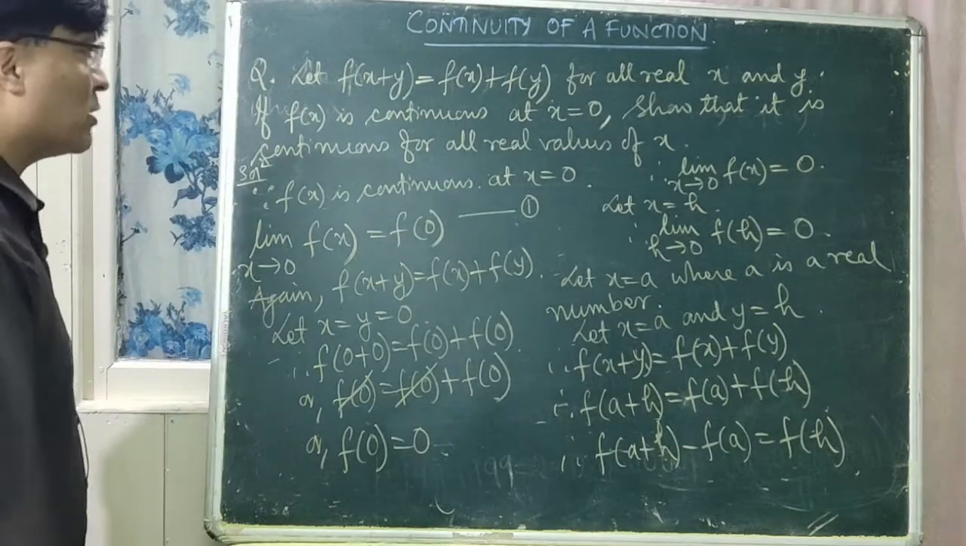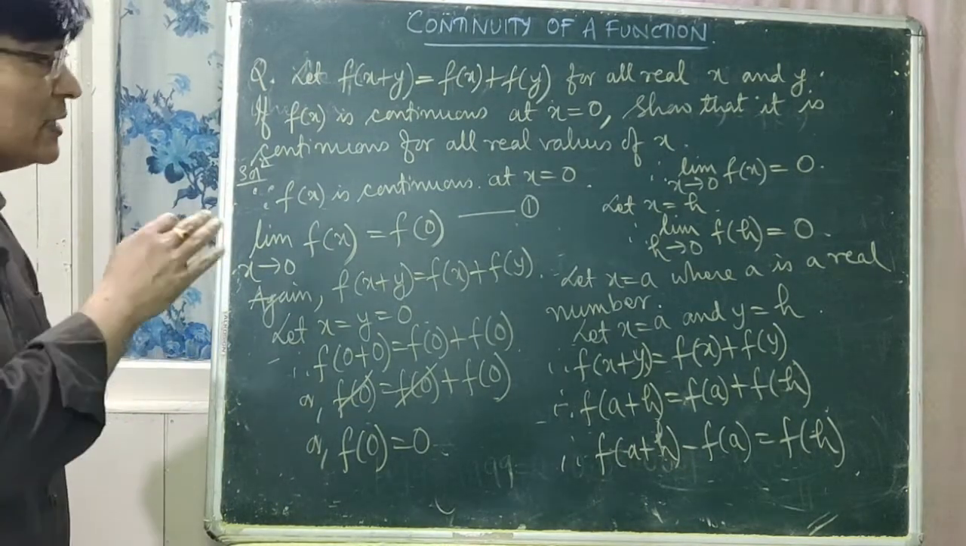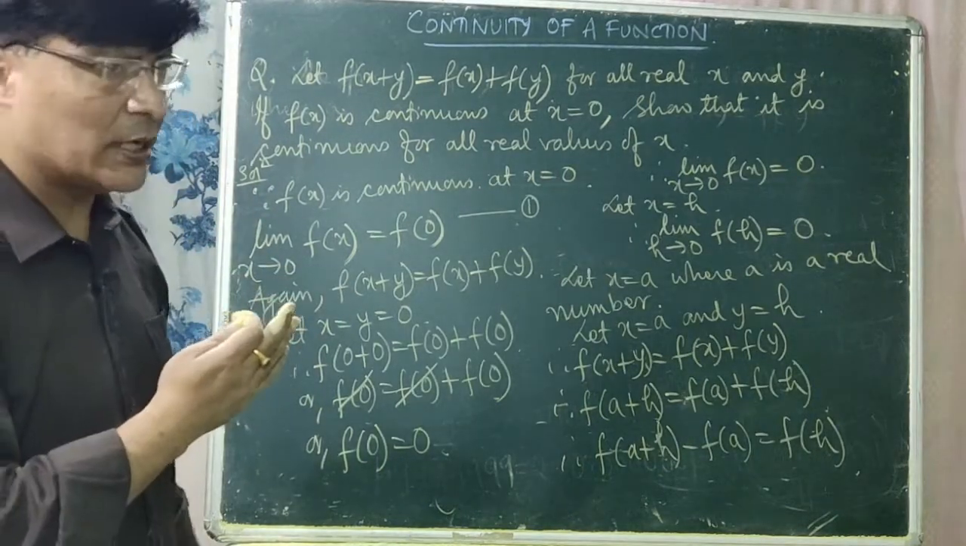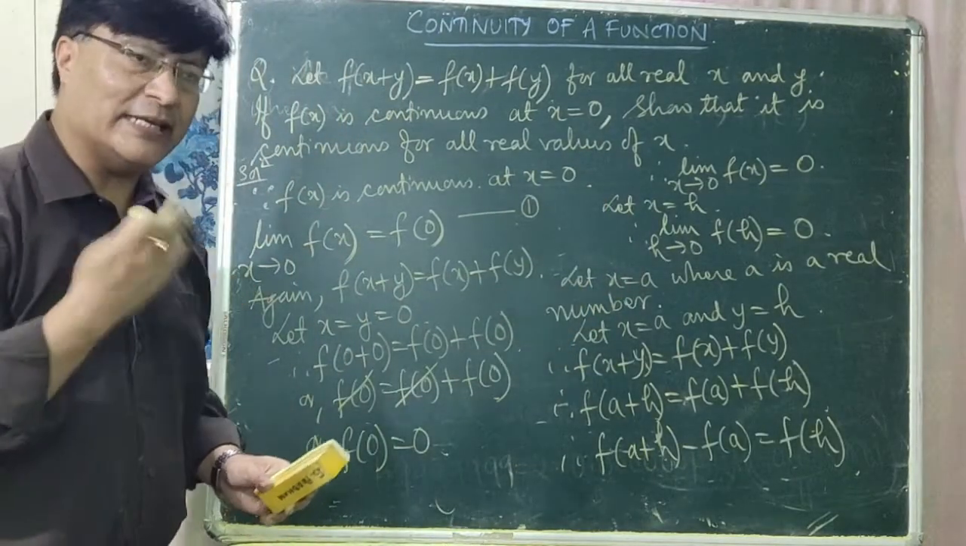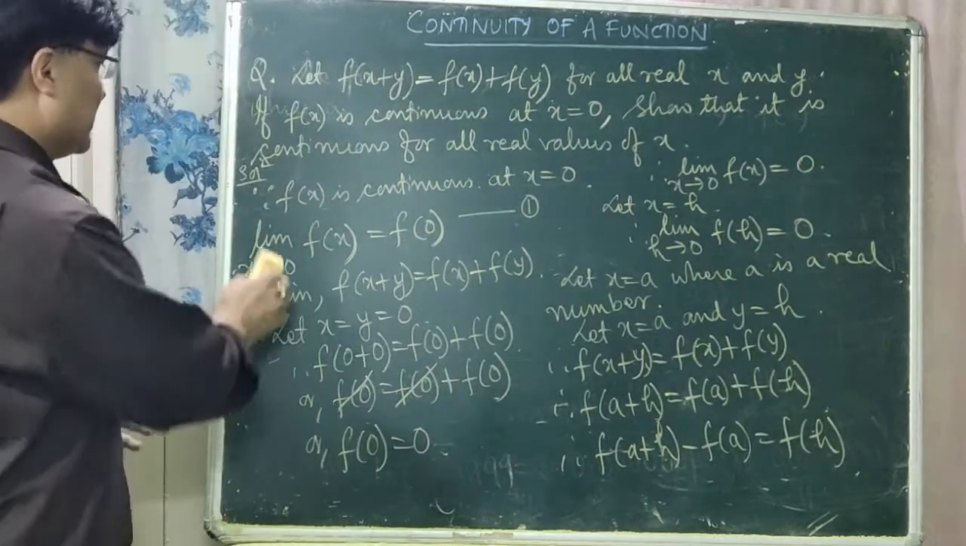Now in order to prove the continuity at x is equal to a, because in this case you have to prove that f of x is continuous for all x, and we have taken x is equal to a, where a is any real number. Let us take the limit on both the sides.